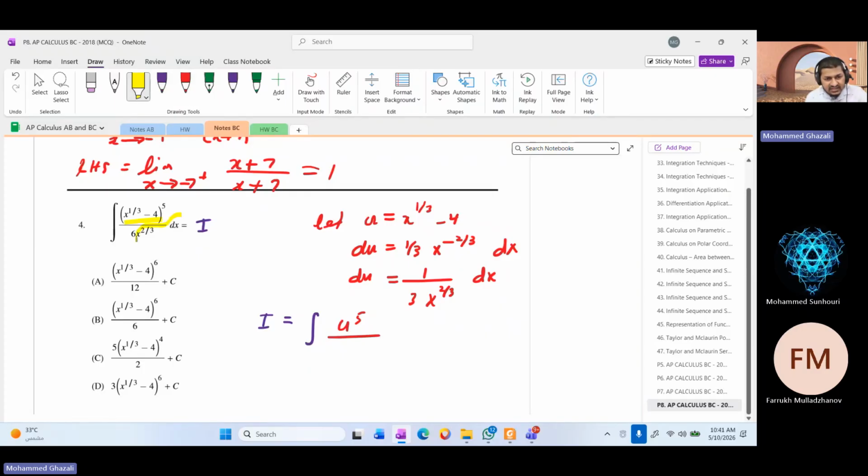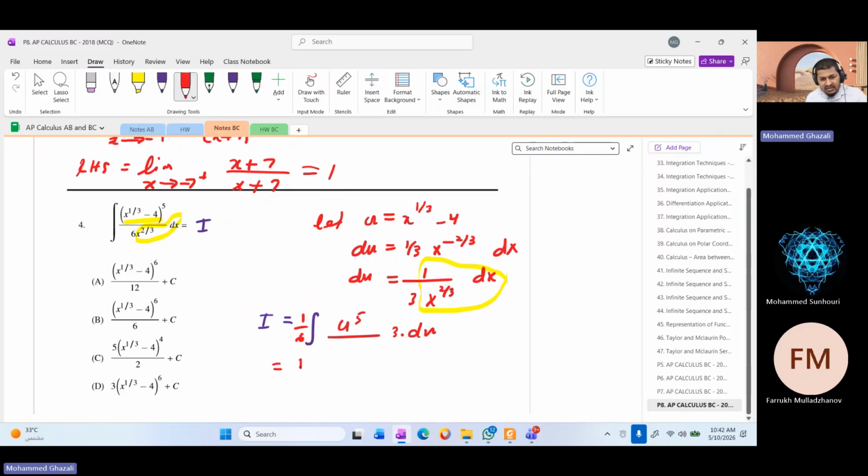Leave the 6 as it is. Take the 6 out of the integral, which is 1/6 because it's in the denominator. That's u to the power 5. What's in the denominator? 1 over x to the power 2/3 dx. We're only solving for this part. It will become 3 du, because I'm trying to solve for 1/x to the power 2/3 dx. So take the 3 across, 3 du.